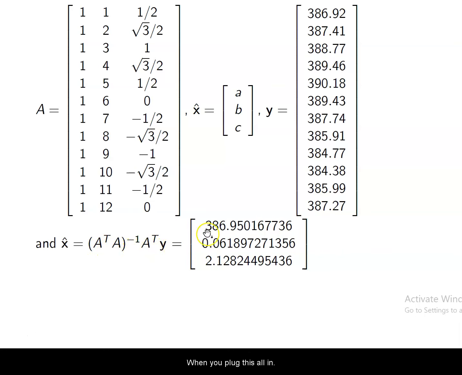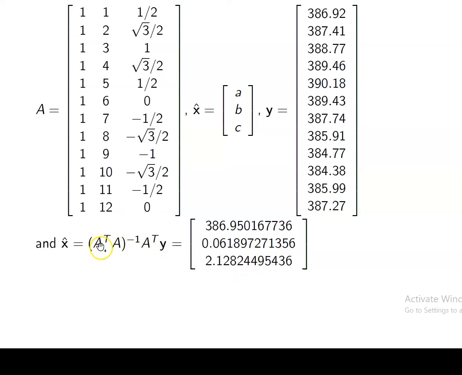When you plug this all in, these are the values you're gonna get, okay? My A is gonna be 386.95016.7736. My B will be this value. And the C that I had will be this value, okay? I shouldn't have to show you how to plug this in. It should be pretty straightforward.